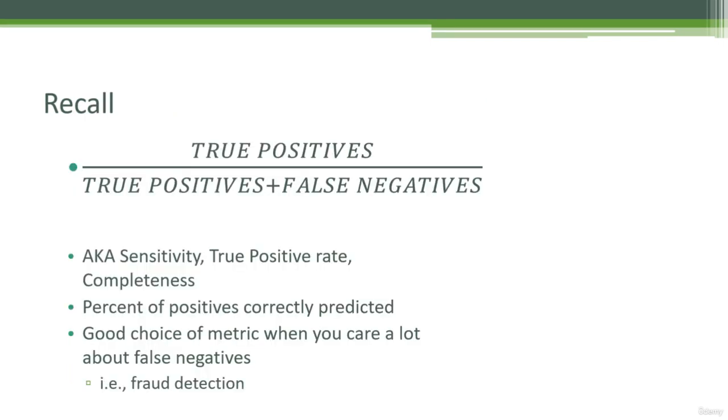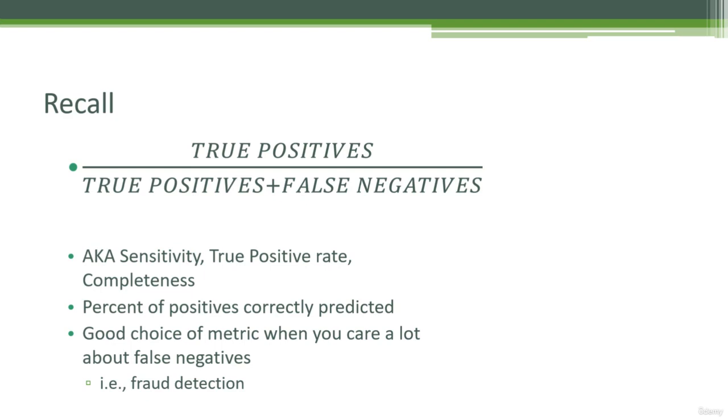Let's start with recall. Recall is computed as the true positives over the true positives plus the false negatives. You should seriously memorize this. You need to know this. It goes by other names as well, just to make things more confusing. It's also known as sensitivity, true positive rate, and completeness. And completeness kind of harkens back to its original use in the world of information retrieval.